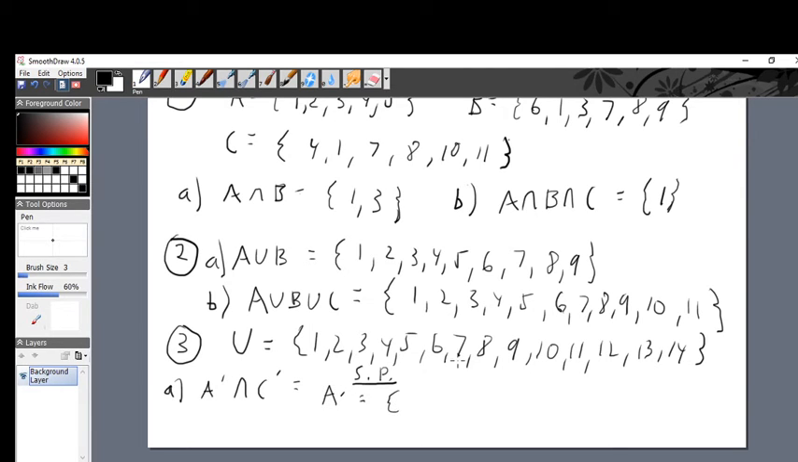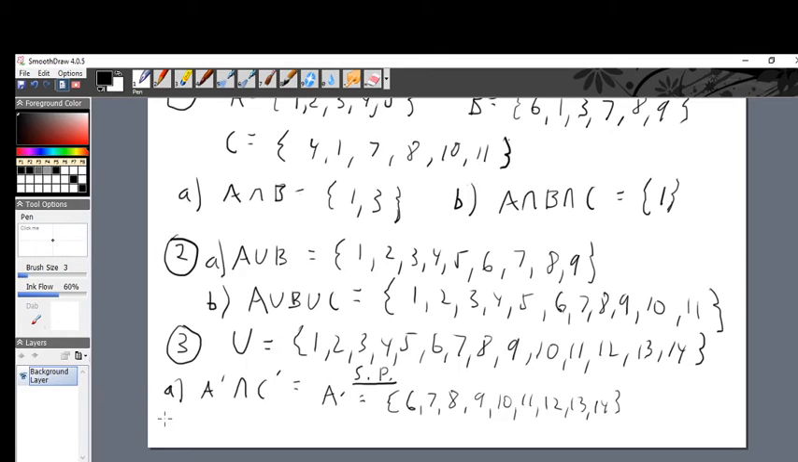Okay, A prime is everything in the universal set, but not A, right? So what's A? We have it up here. You can still see it. I know it's a little obscure. 1, 2, 3, 4, 5. So everything in the universal set that's not in A is 6, 7, 8. That's A prime: 6, 7, 8, 9, 10, 11, 12, 13, and 14.